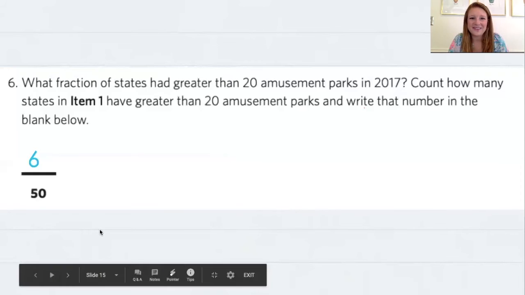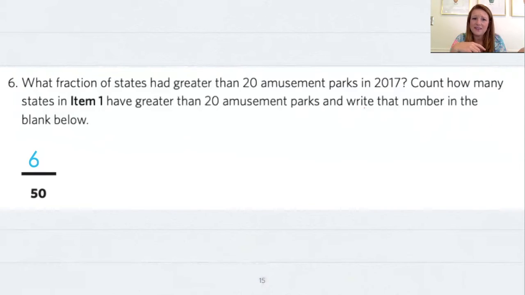If you said 6, you're correct. Some of you also may have been thinking that there were 30 states that had between 0 and 7. There were 14 states that had between 8 and 20, and so you knew that there were only 6 states left out of the 50. So if you came up with your answer that way, go pat yourself on the back, because that is fantastic, brilliant thinking.